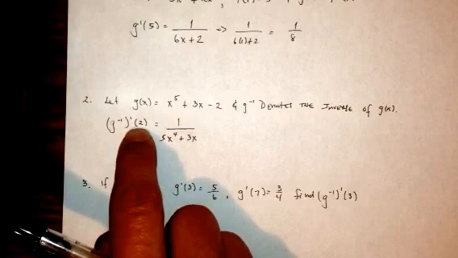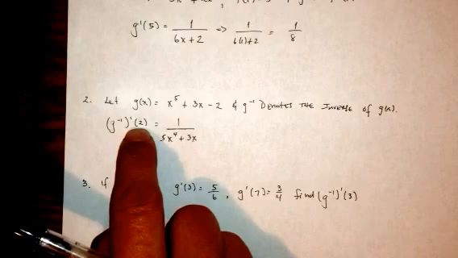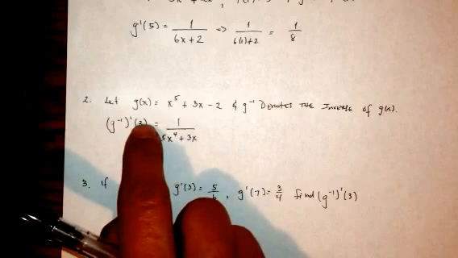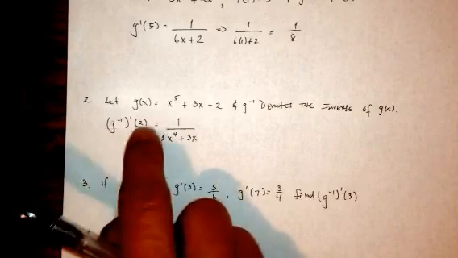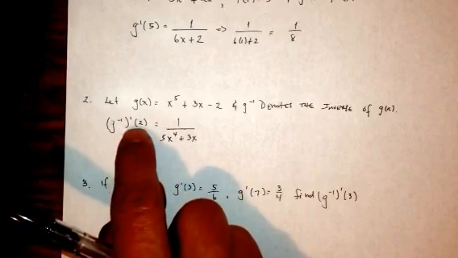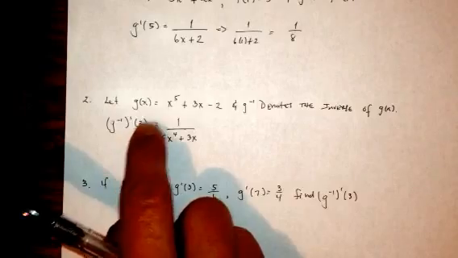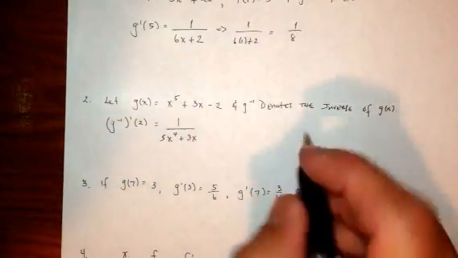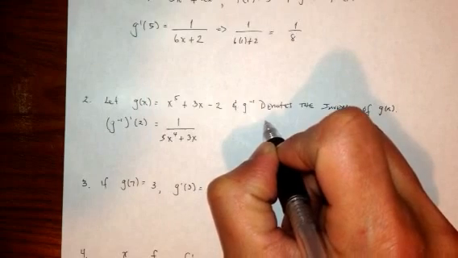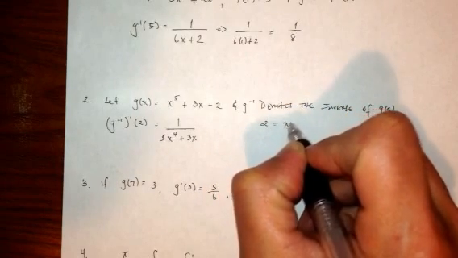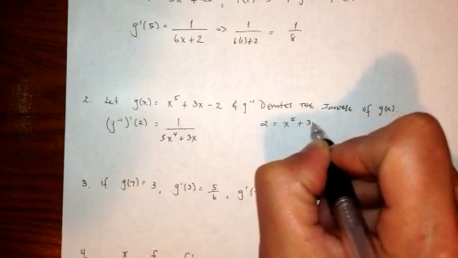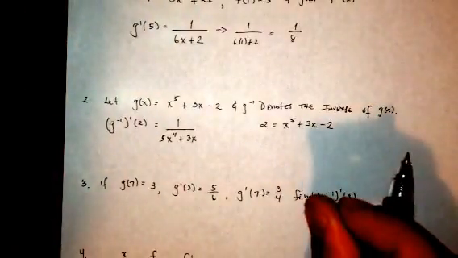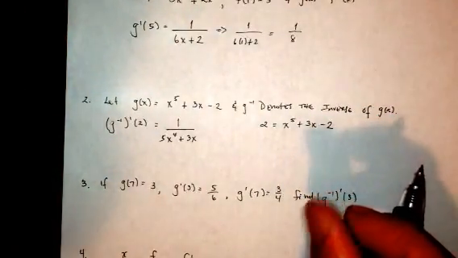Now the 2 is actually the y value of this function. Does that make sense? Because it's the inverse, we're talking about the inverse right here. So the 2 is the y value of the original function. So you have this relationship: 2 is equal to x to the 5th plus 3x minus 2. Now we have to find a value of x that'll work.